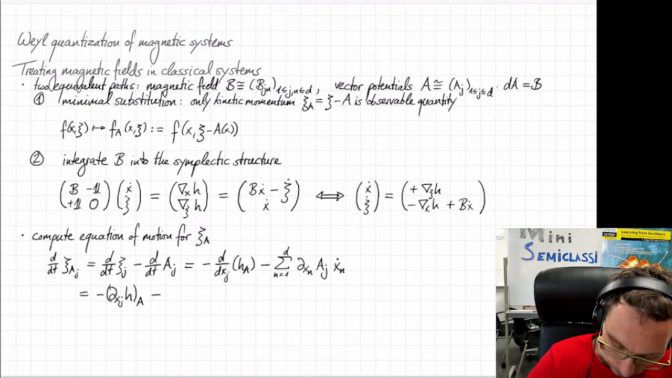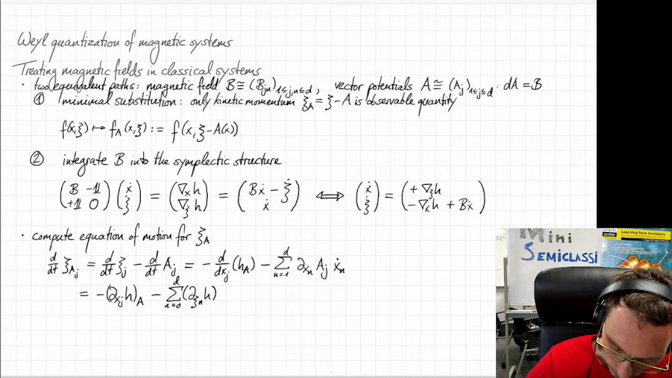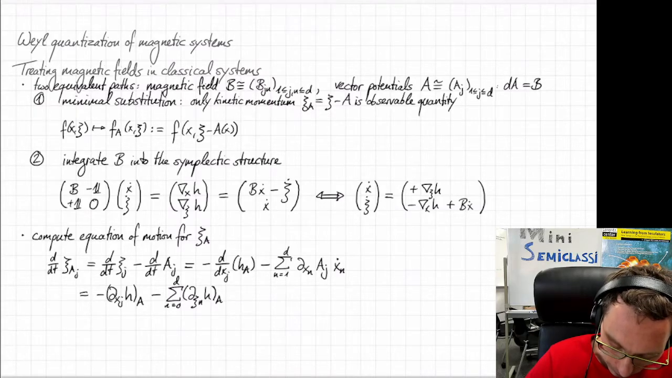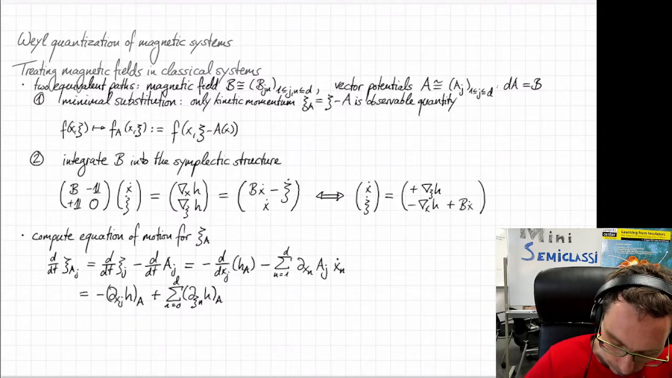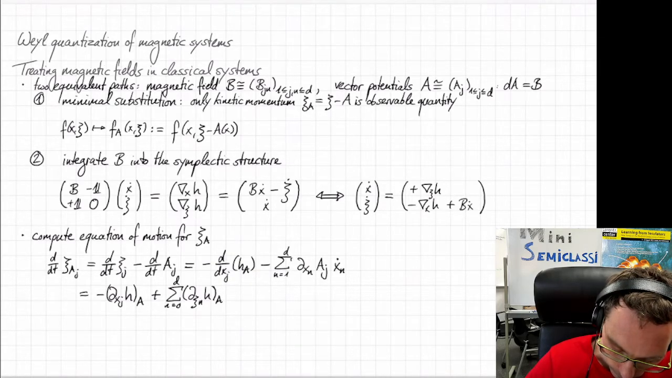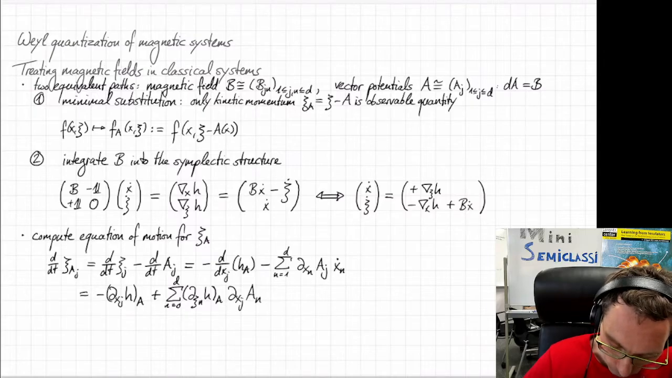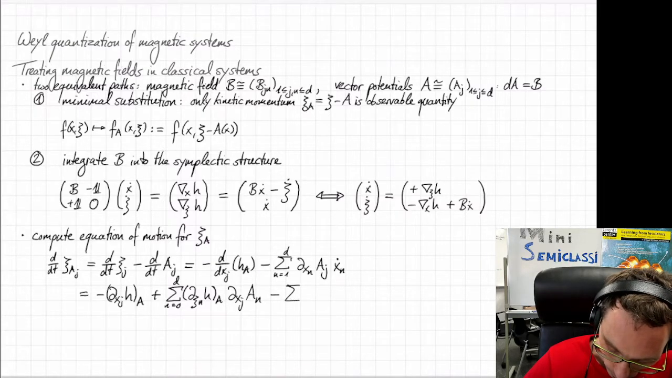Okay, now I need a sum from n equals 0 to d, and then I have d psi n of h minimally substituted times, and now we have to look at what we get. Well, we have a minus sign, but then there's also a minus sign here. Well, sorry, in the minimal substitution. So we actually get a plus sign here, and then we get d xj an. And then we have to subtract the term from before.